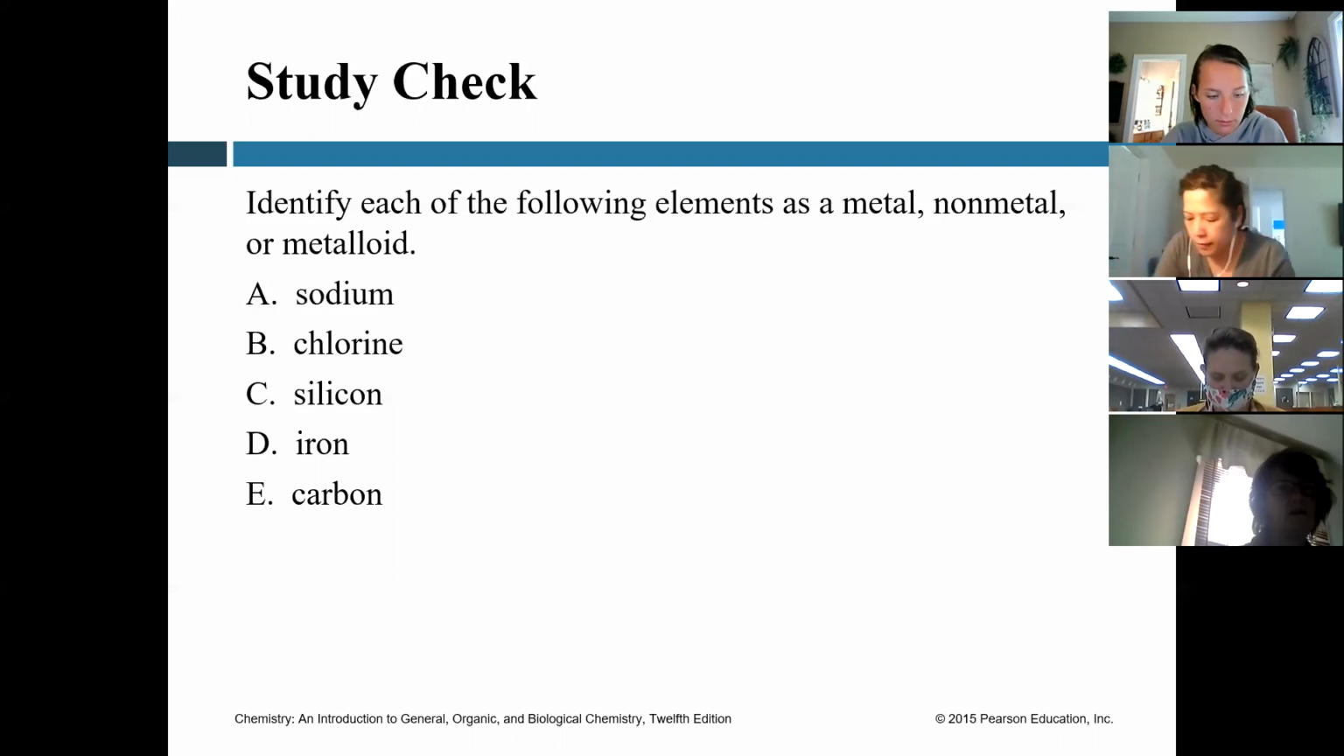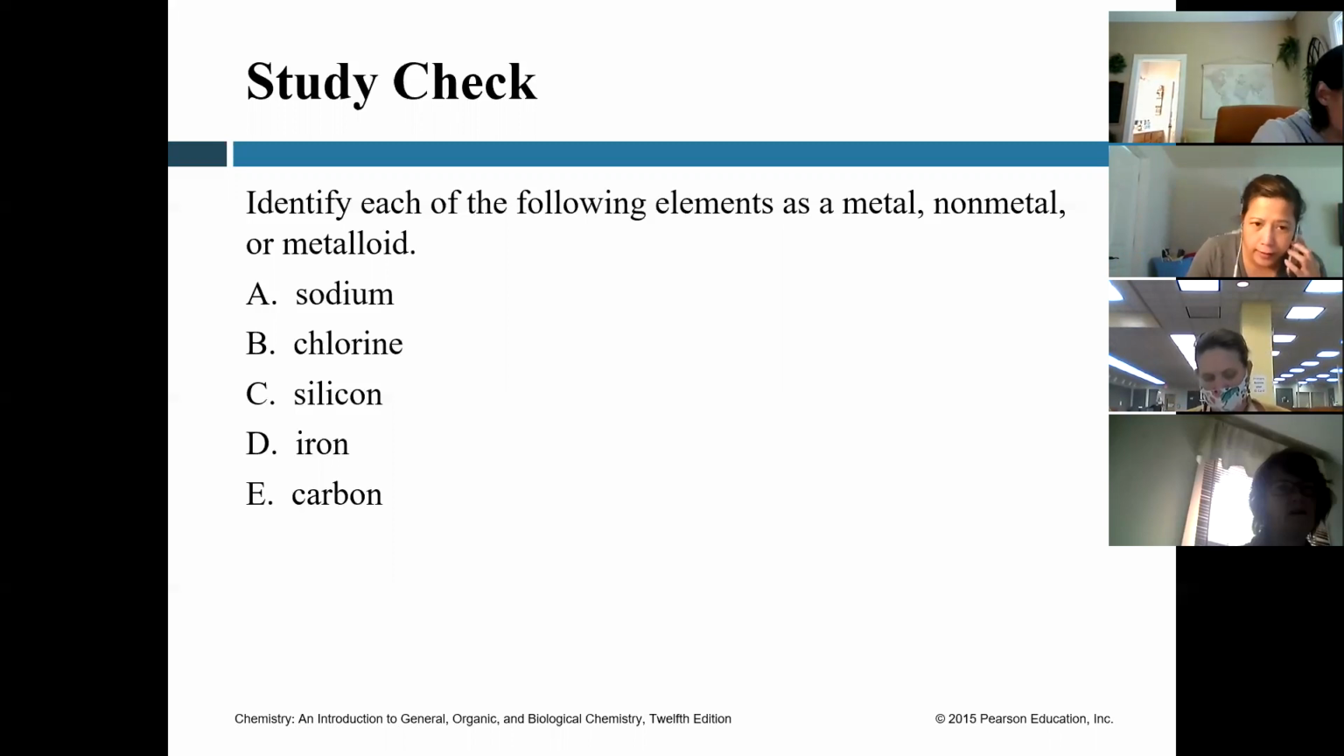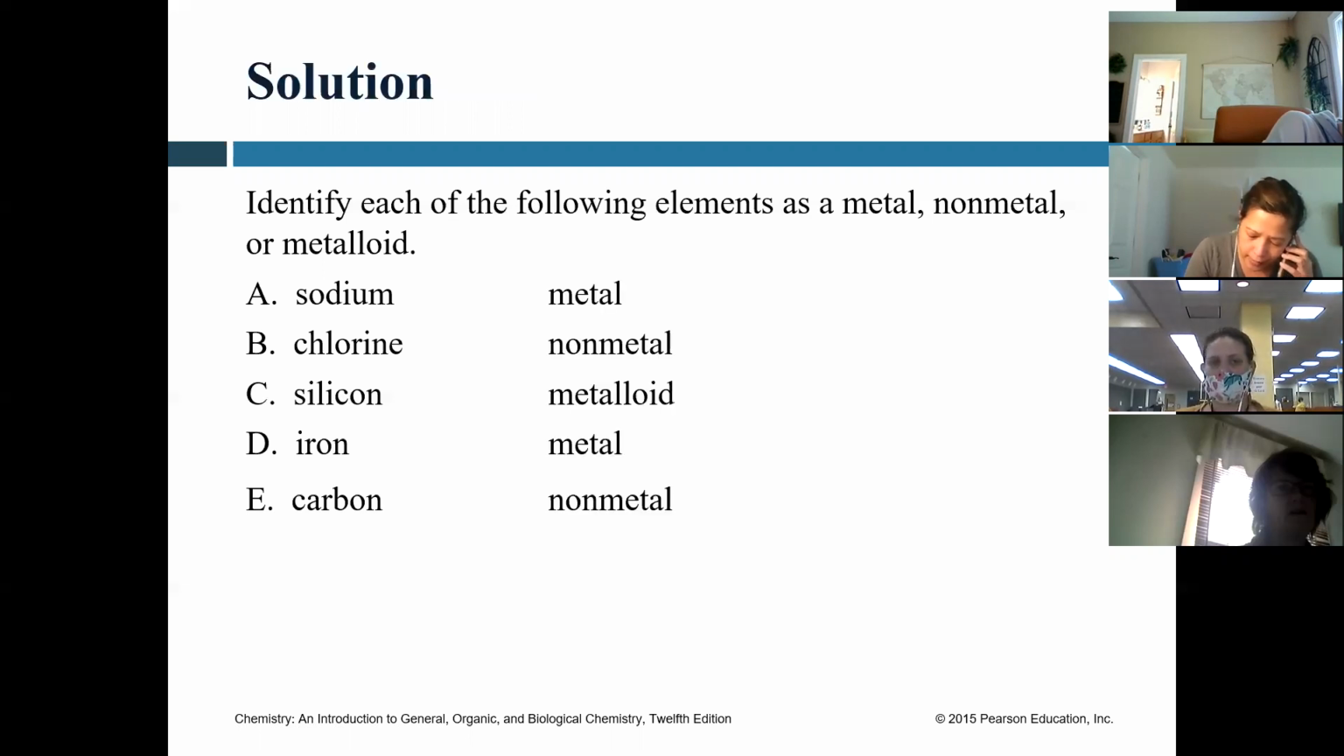Okay. Identify each of the following elements as metal, non-metal, or metalloid. So A, sodium, that is definitely a metal, number 11. It's way over on the left side of the periodic chart. B, chlorine, which is number 17 under the halogens. That is a non-metal. C, silicon, number 14, that's a metalloid. D, iron, I don't even really need to look at it. I know iron's a metal, but it's number 26. It's in the transition metal area. We're going to call that a metal. And then carbon, C, definitely not a metal, number 6. So metal, non-metal, metalloid, metal, non-metal.